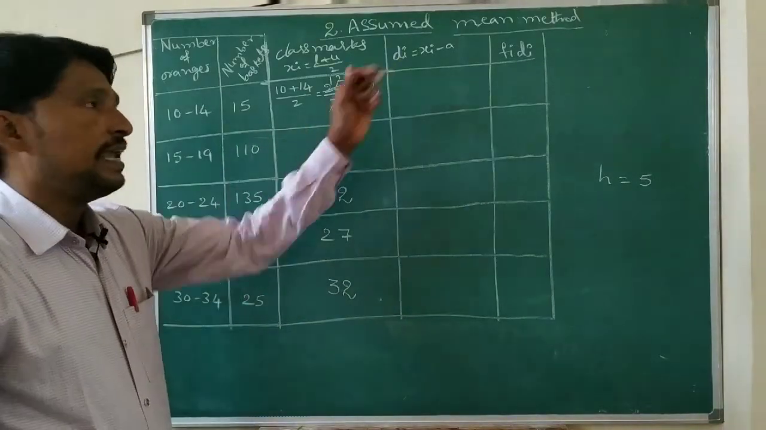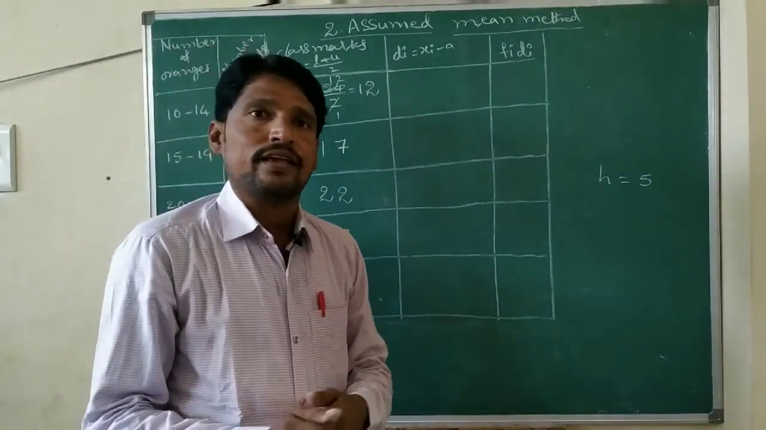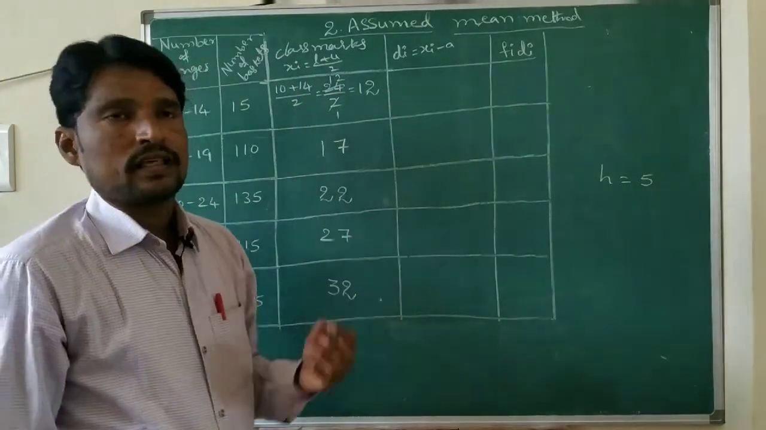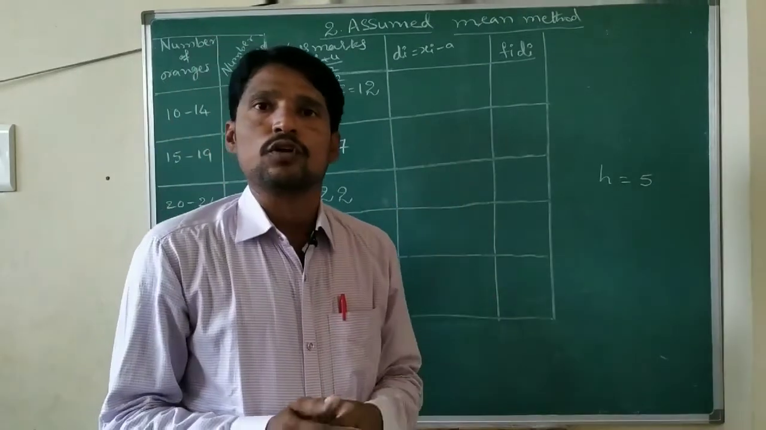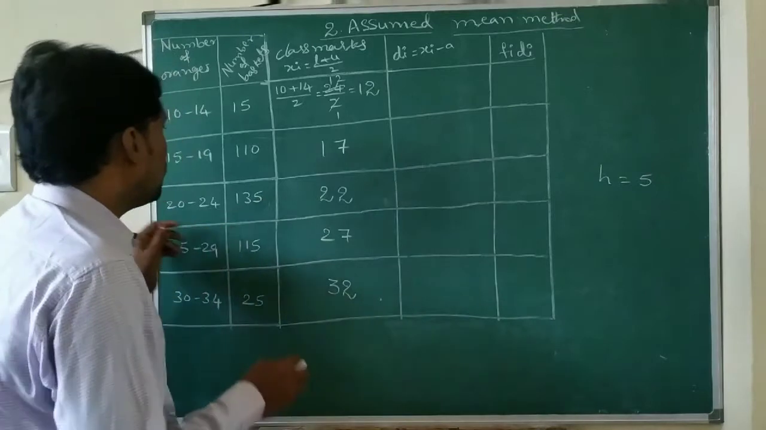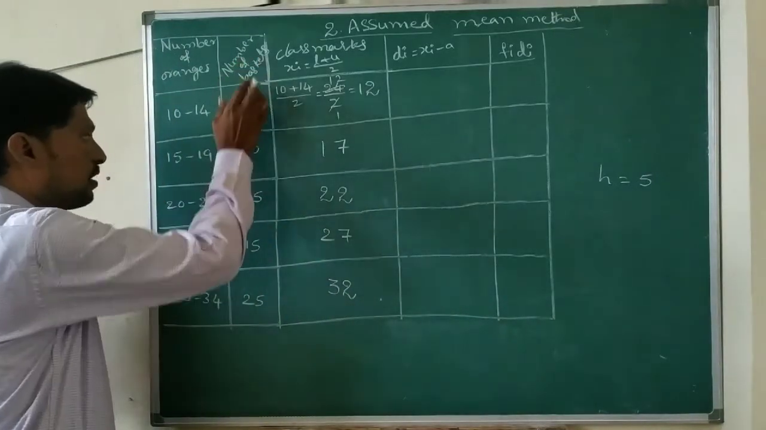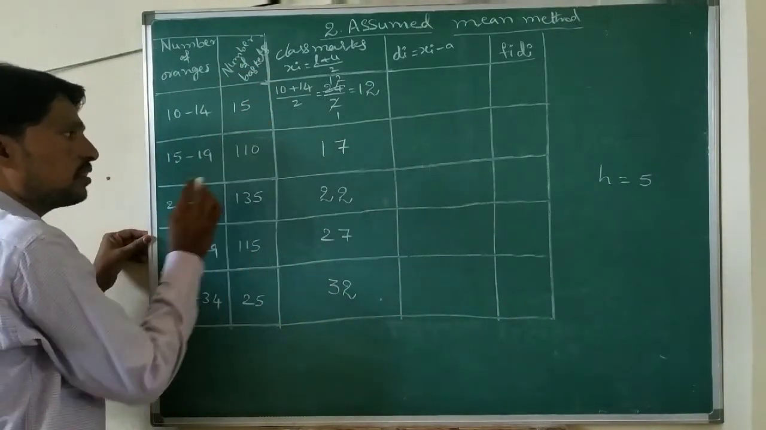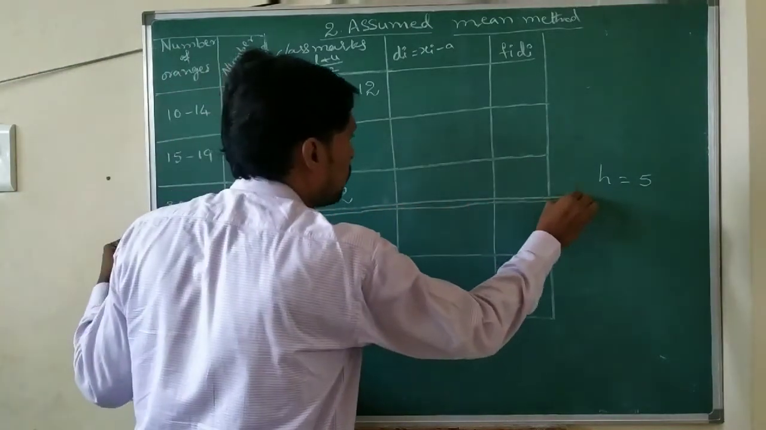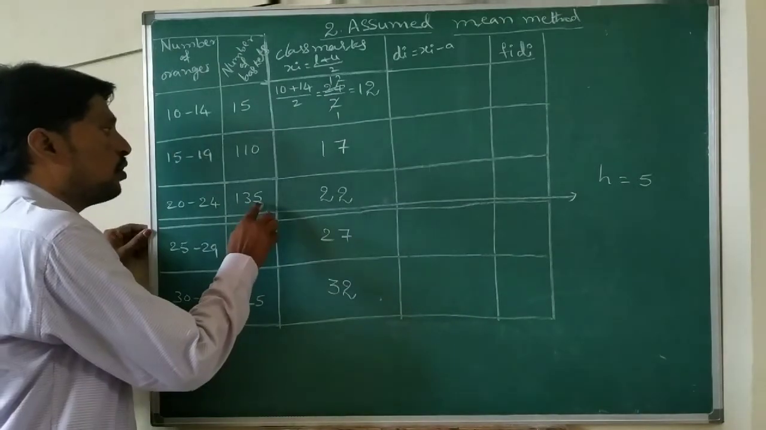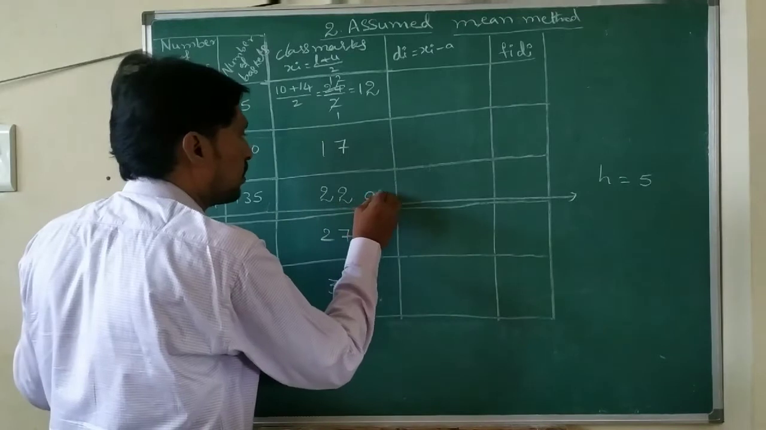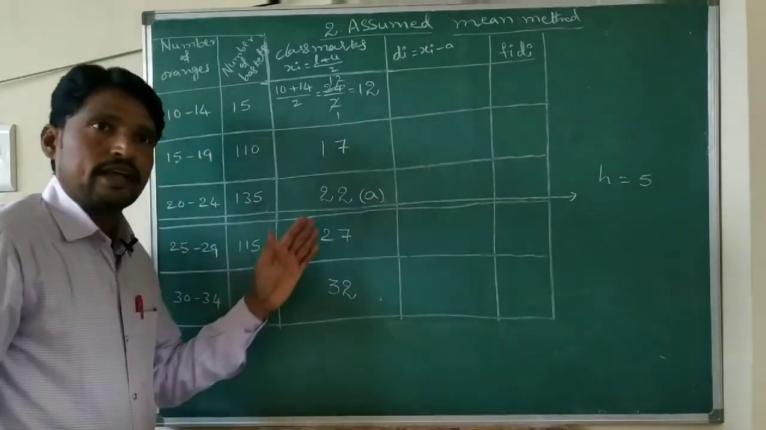Now di equals xi minus a. In the class mark we are assuming one value. In the previous questions I took the first class mark as a, but now I changed it. Here, what is the highest frequency? 135 is the highest frequency. You can underline that one. The class mark beside the highest frequency, I am taking as a.